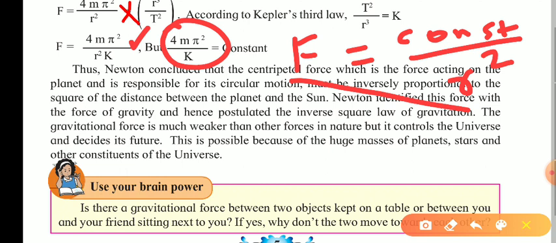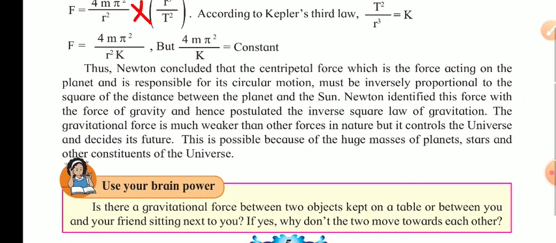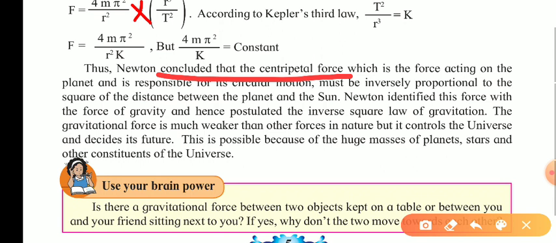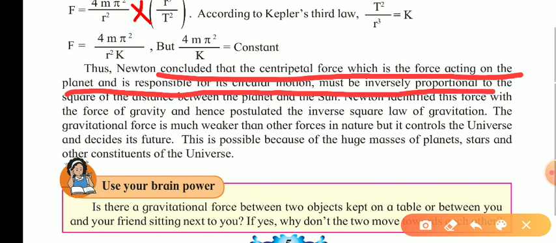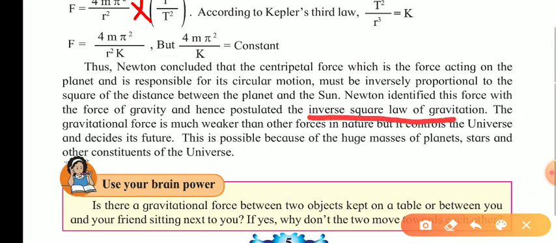They are inversely proportional, and that's why Newton concluded that the centripetal force, which is the force acting on the planet and is responsible for the circular motion, must be inversely proportional to the square of the distance between the planet and sun. So this is the explanation for why the square was taken, and it is also called the inverse square law of gravitation.